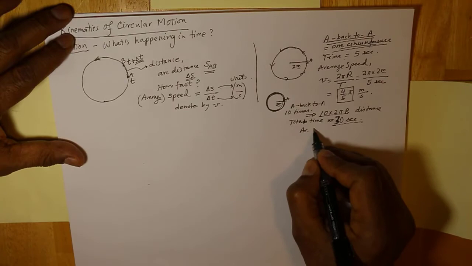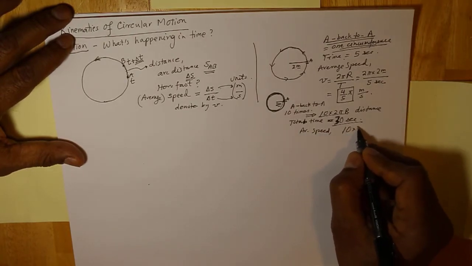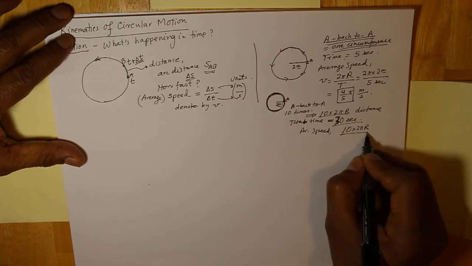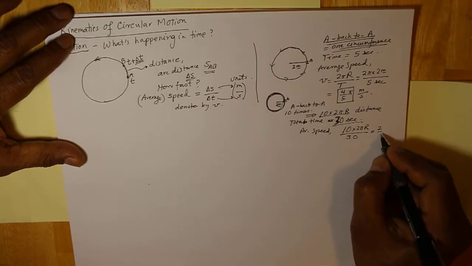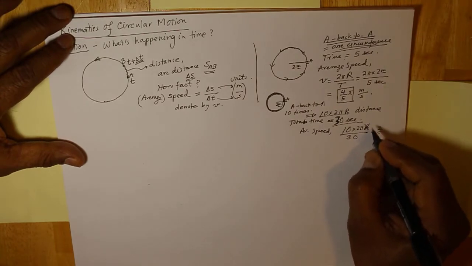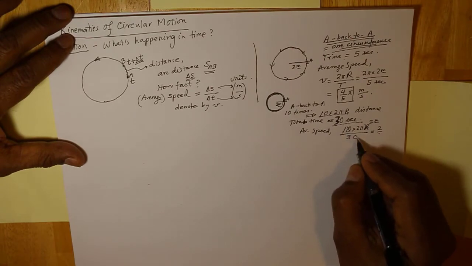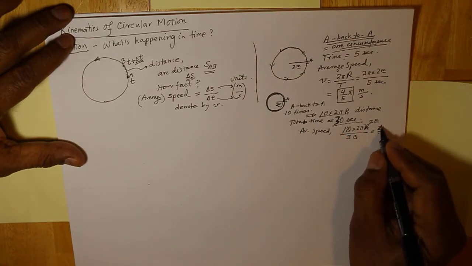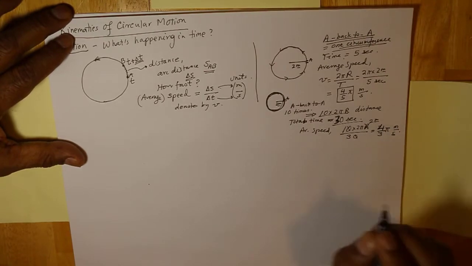This time the average speed will be, I have 10 times 2 pi r. That's the distance I went. It took me 30 seconds. So it's going to be 2 times 2 meters, so 2 times 2, 4. And this cancels that. So this is 4 over 3 pi meter per second.